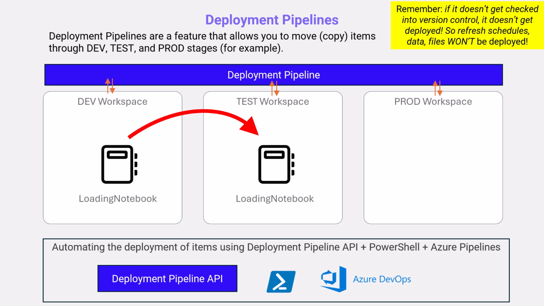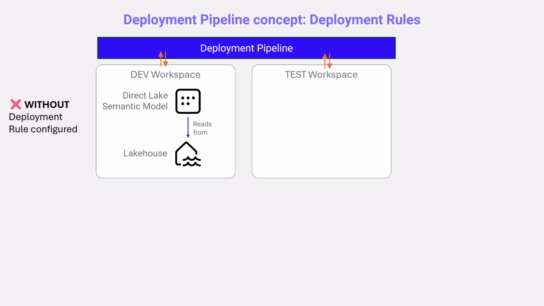And just a reminder here, as I mentioned, if it doesn't get checked into version control, it doesn't get deployed, okay? So refresh schedules, data, files, things like that don't get deployed. There are a few other concepts to be aware of with this deployment pipeline feature. One of them is deployment rules.